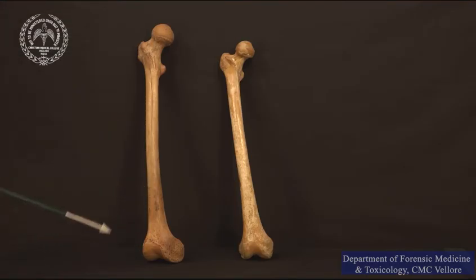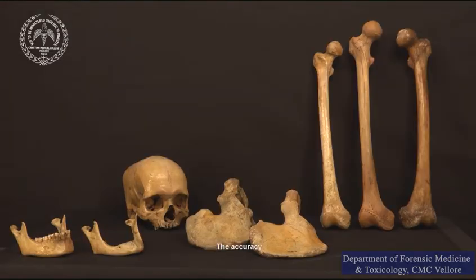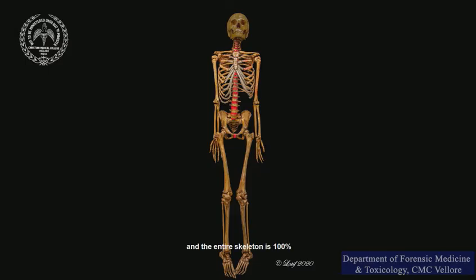The accuracy of sex determination from any given bone or a set of bones was derived by Krogman. According to Krogman's index, the accuracy of sex determination from the skull alone is 92%. From the pelvis alone, it is 95%. From a long bone, it is 80%. From the skull and pelvis together, it is 98%. From a long bone and pelvis together, it is 98%. And the entire skeleton is 100%.